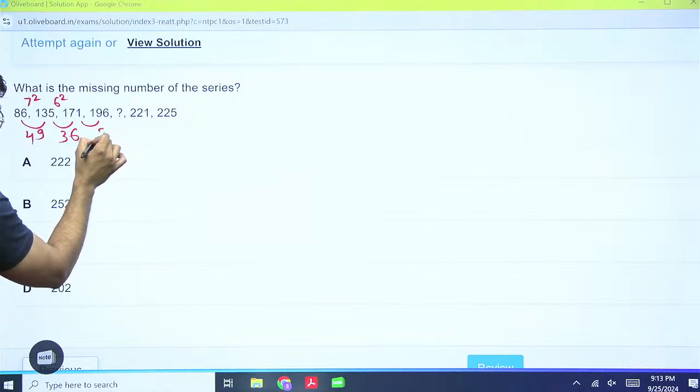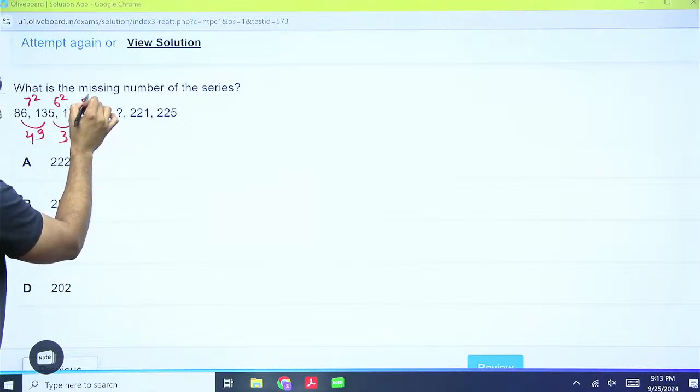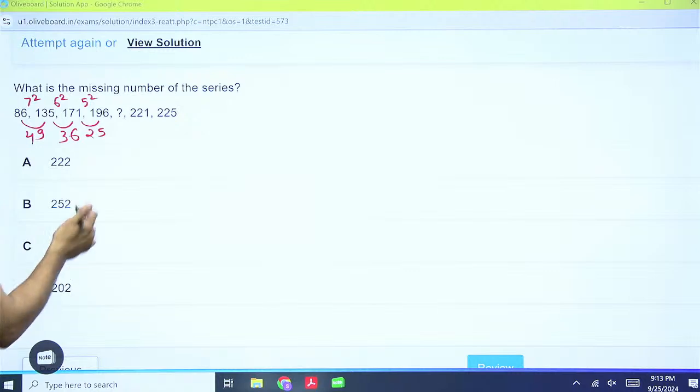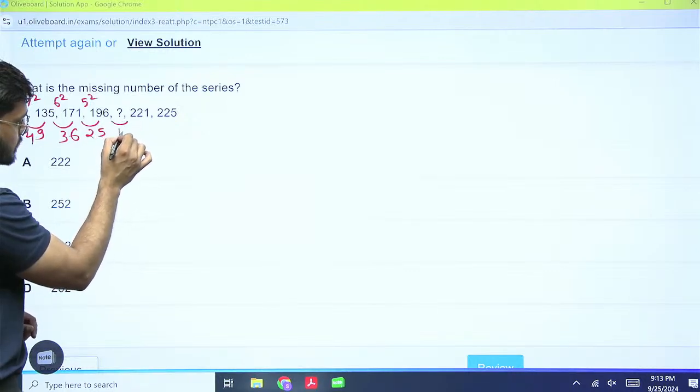6 minus 1, 5. 9 minus 7, 2. There should be the square of 5. And here it is given, the 5 square. Now here should be the square of 4, that is 16.